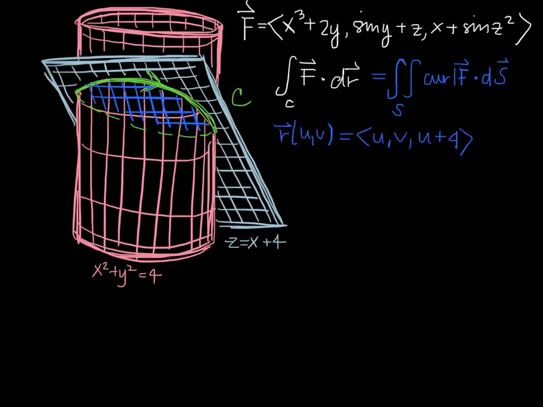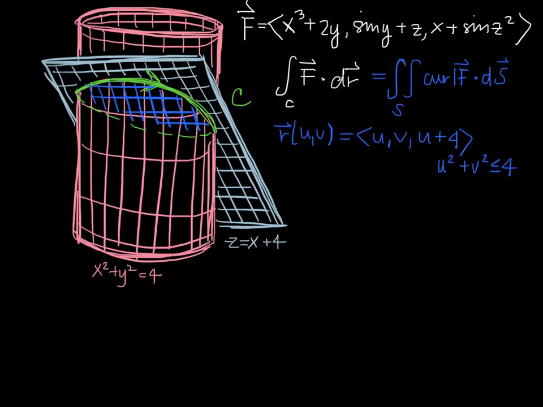So we have u as the x component function, v as the y component function, and u plus 4 is the z component function. You may already be wondering, well, what are my parameter bounds? Remember that our parameters u and v are just x and y. And of course, if you look at this disk and its shadow in the xy plane, it fits entirely inside this cylinder of radius 2. So we know that x squared plus y squared, or in terms of our parameter names, u squared plus v squared, has to be less than or equal to 4.